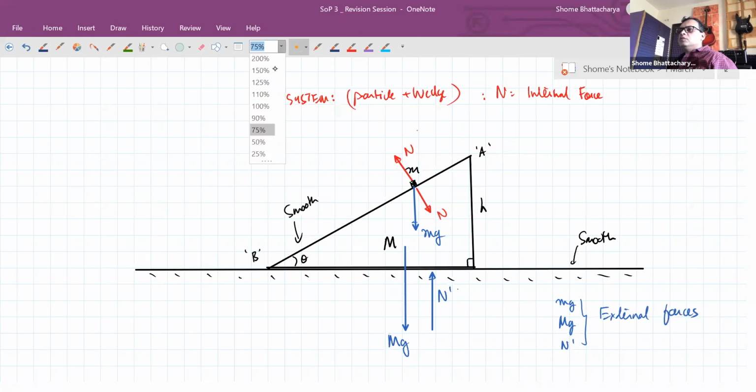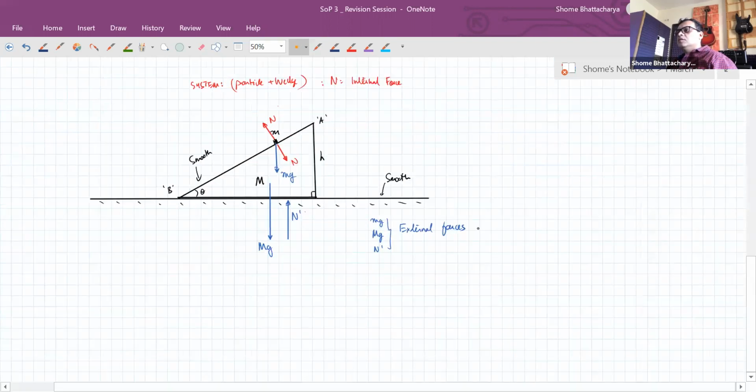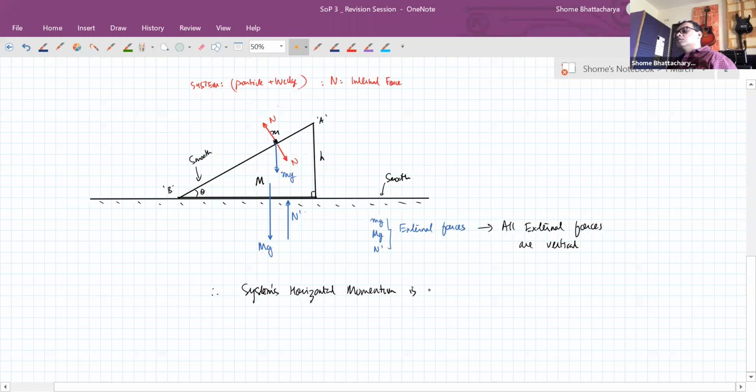Once we understand this force picture, what we observe is that all the external forces acting are vertical. Therefore, the system's horizontal momentum is conserved. There is no external horizontal force, so the horizontal momentum of the system is conserved. And remember, the system started from rest.